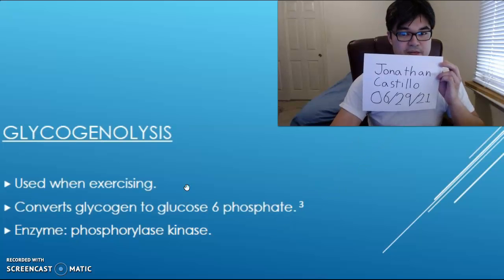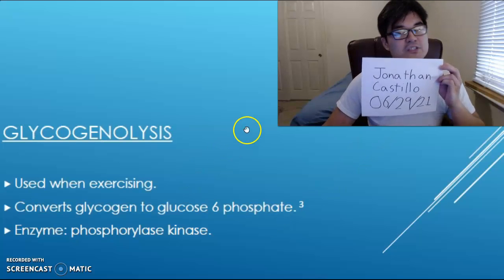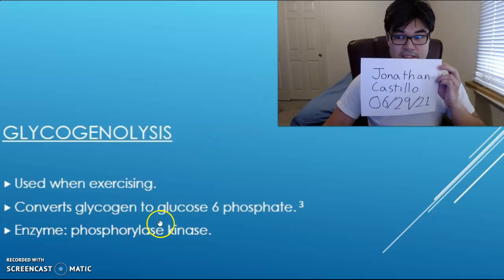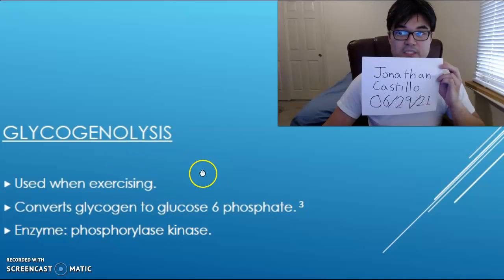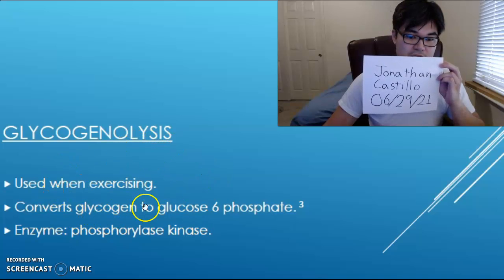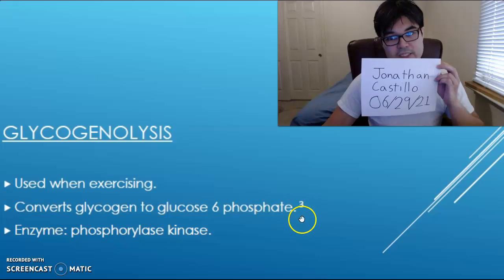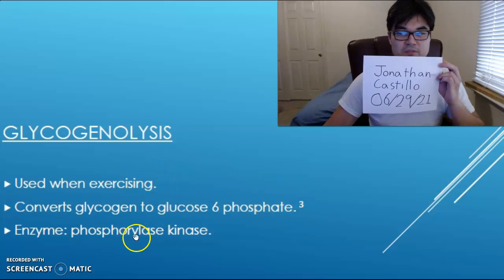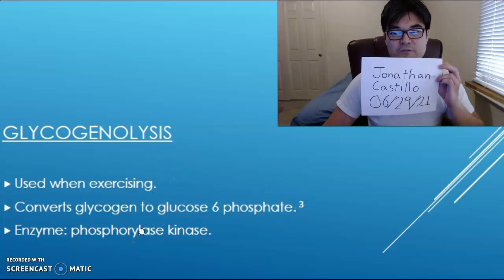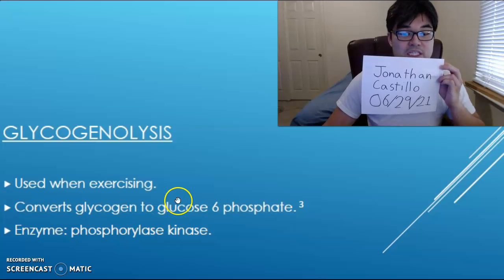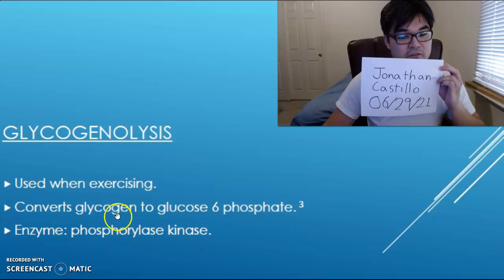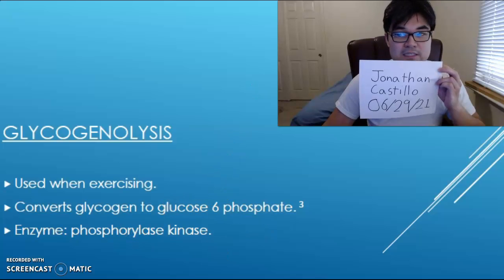Case 2. When exercising, muscle glycogen is used in a process called glycogenolysis. What this process involves is converting stored glycogen to glucose 6-phosphate, which can be used for glycolysis and ultimately ATP production for muscle contraction. The specific enzyme that's used is phosphorylase kinase.